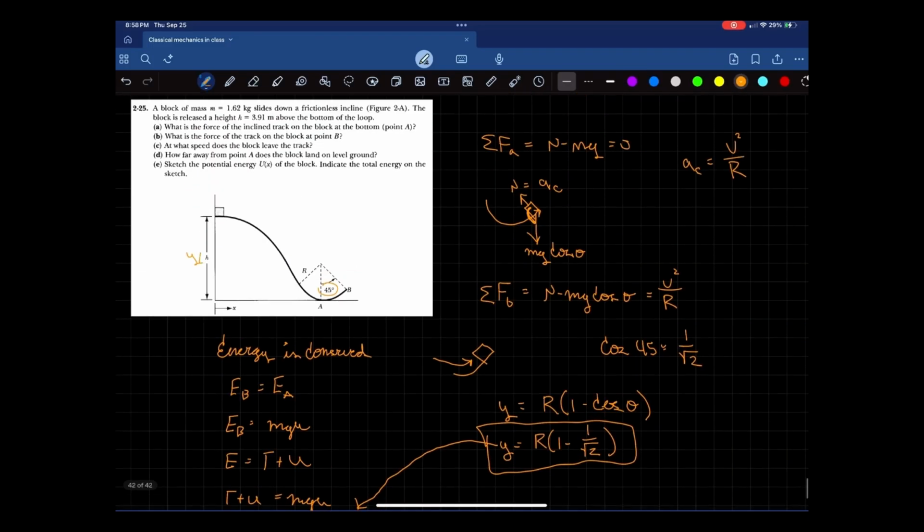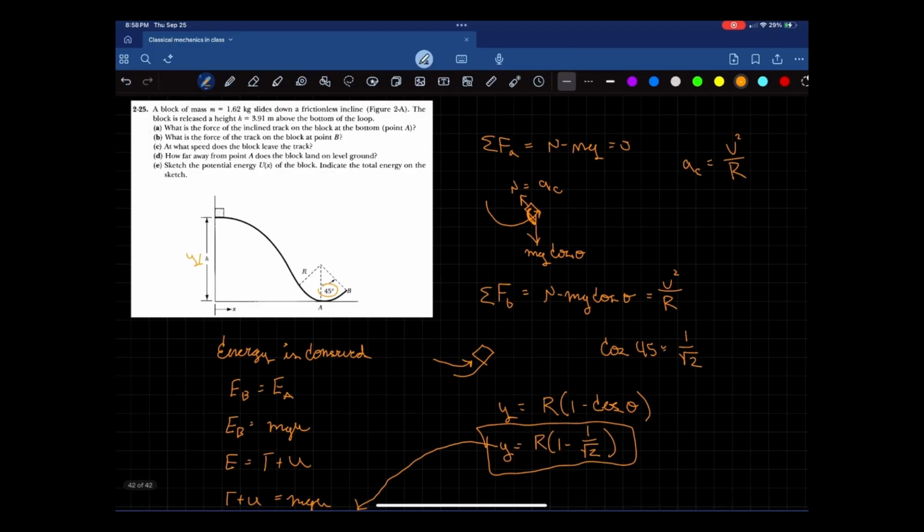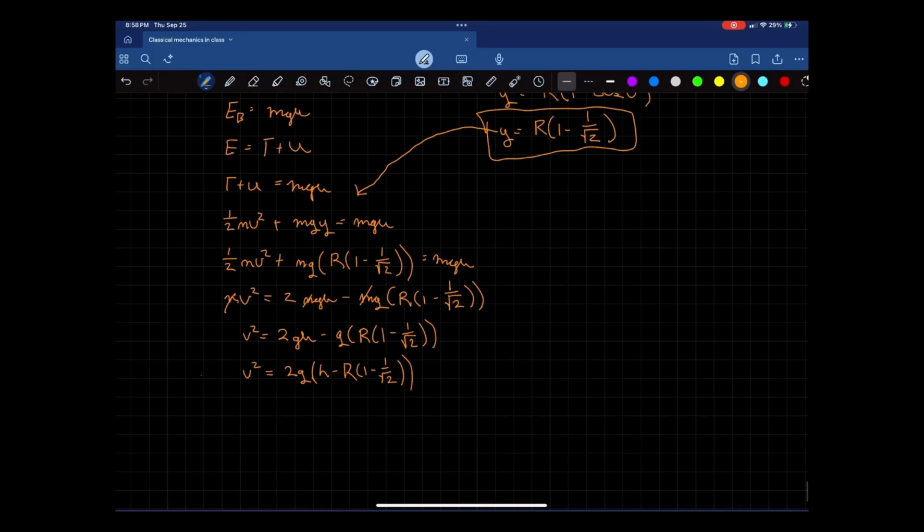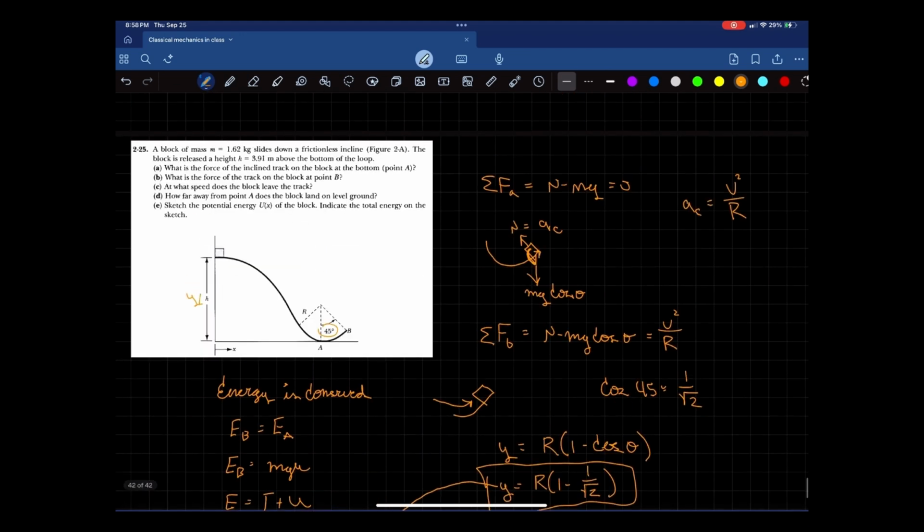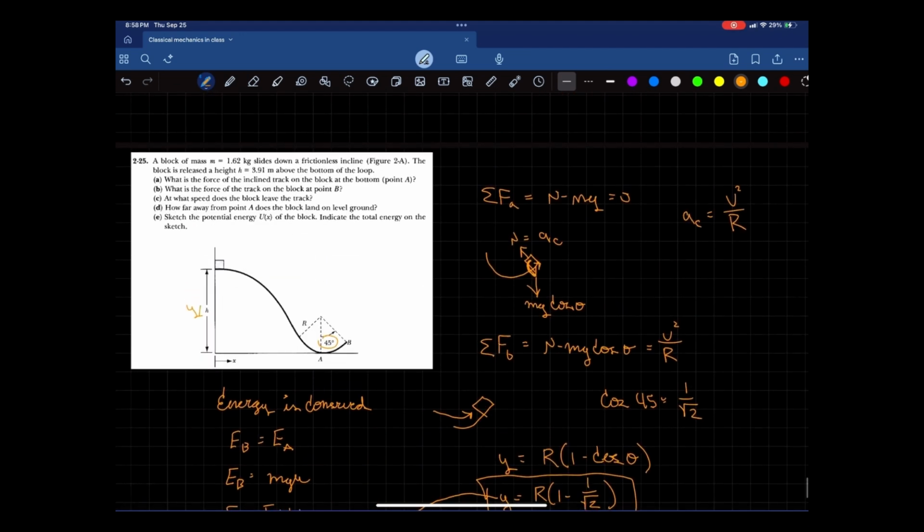And then, let's see, what is C asking? Oh, actually, that's C. What speed does the block leave the track? C. And how far away from point A does the block land on level ground?